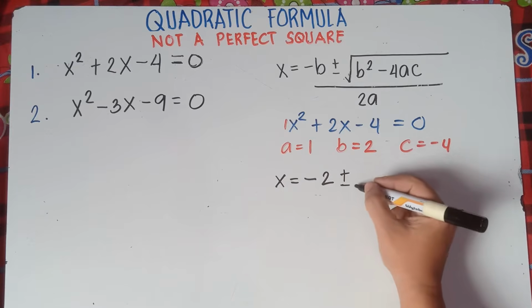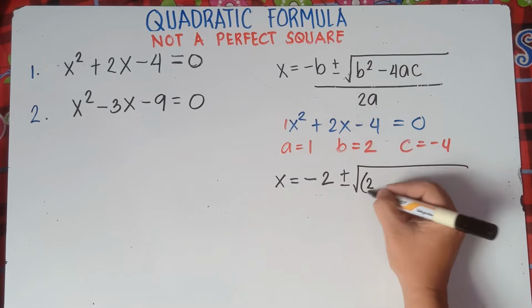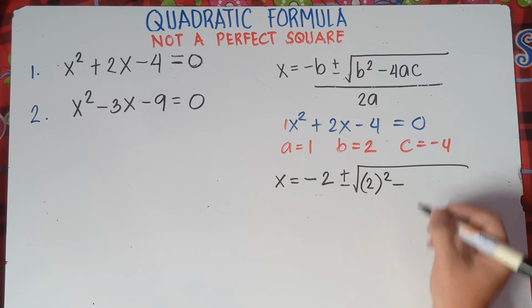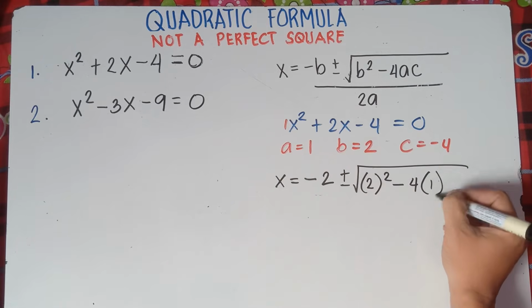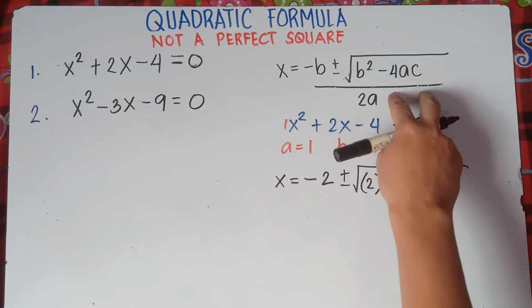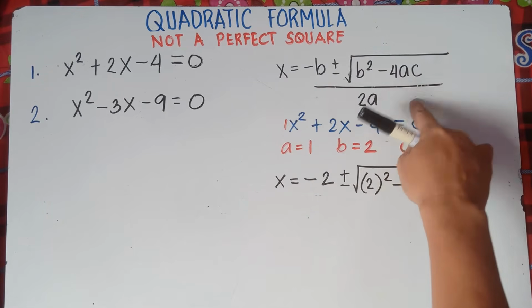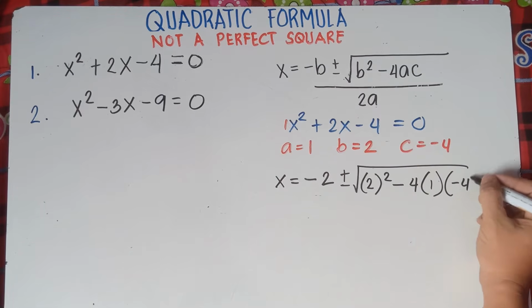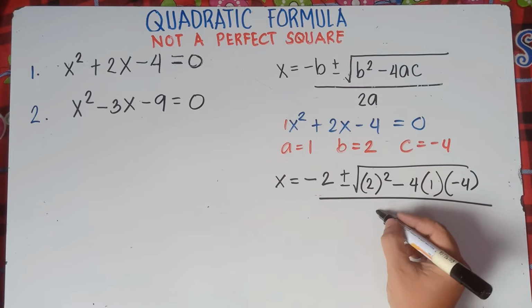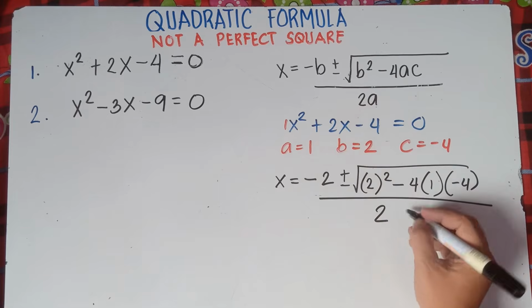Positive negative square root of, so your b is 2, so b squared: 2, then quantity squared, minus 4 times a, which is 1. Once again class, if you have 4ac, variables together with numbers close to each other means multiplication. So 4ac means 4 times a times c. And our c is negative 4, all over 2a. In the formula it says 2a, so it means 2 times a. 2 times a is 2 times 1.